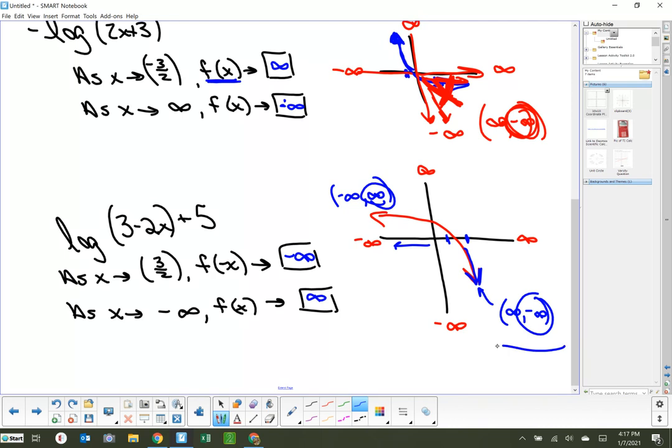All right, so again, make sure you're labeling on your paper. That's 4.4. This is the end of this video.